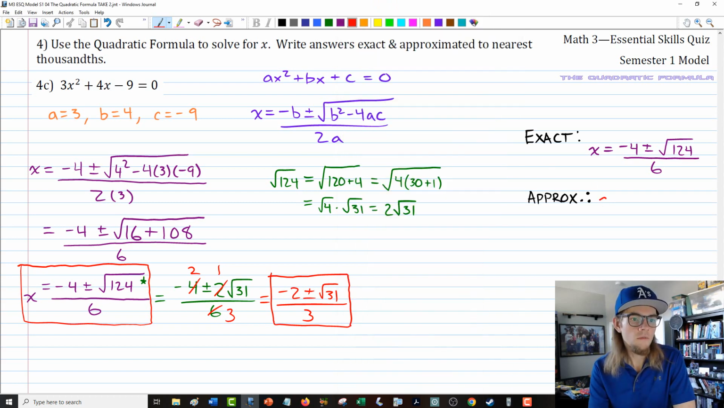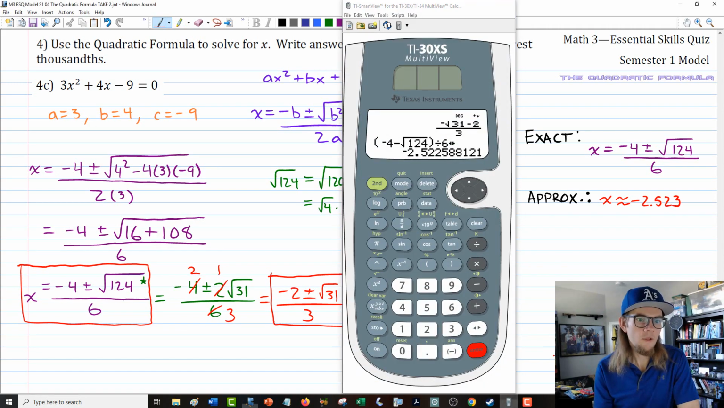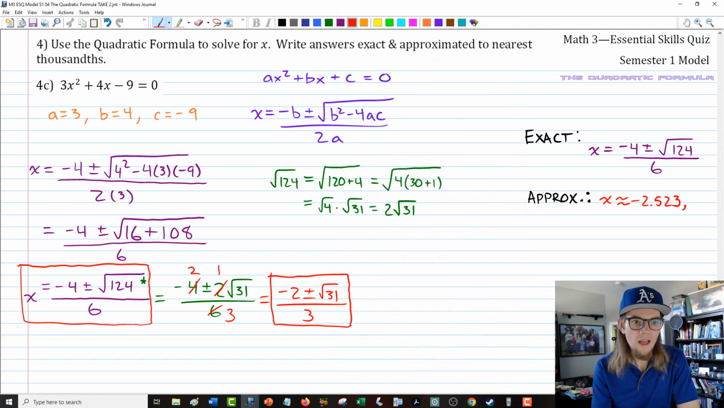-2.523. Oh, did I write down the right thing? -2.523. So there should be our first one. It's annoying that it disappears like that. And by the way, with the 5 after the 2, we do round up.